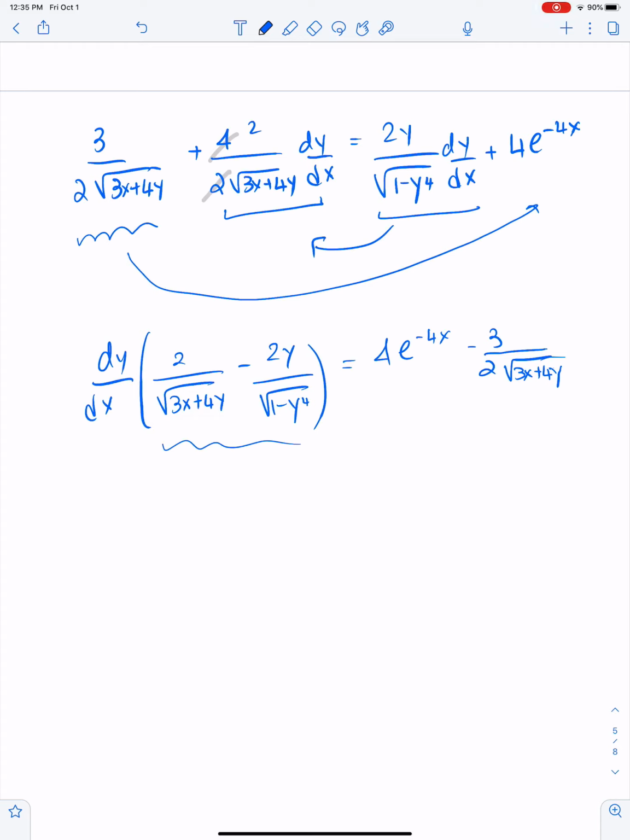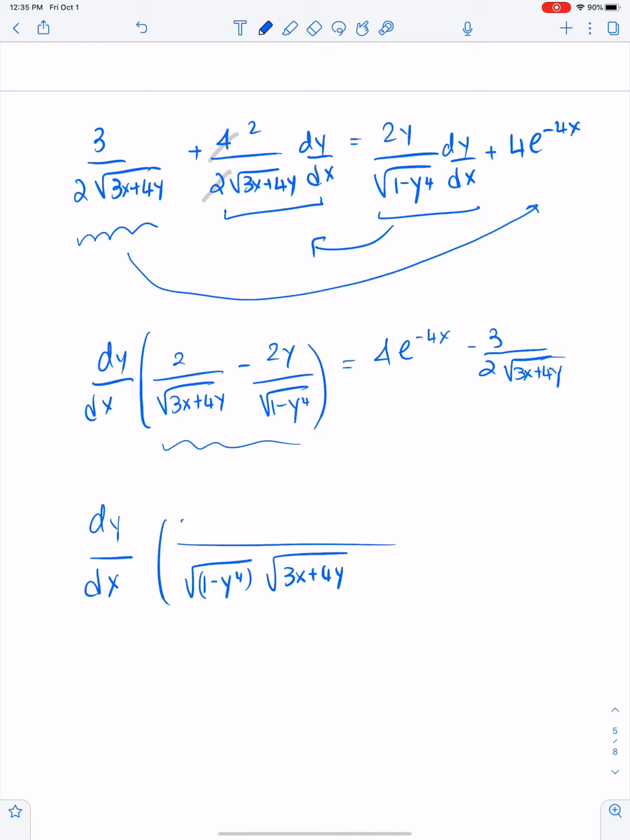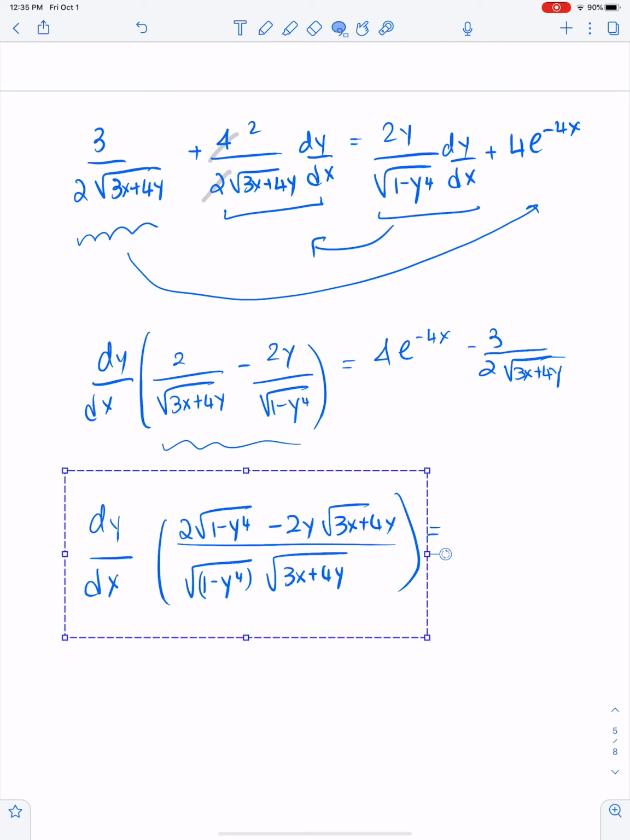Well, it looks kind of messy. You could do some algebra and simplify it. If you want, let's just first take a common denominator on both sides. So you have the square root of 1 minus y to the 4th and the square root of 3x plus 4y. In the numerator, it'll be 2 square root of 1 minus y to the 4th minus 2y square root of 3x plus 4y. And on the right-hand side, what do you have?